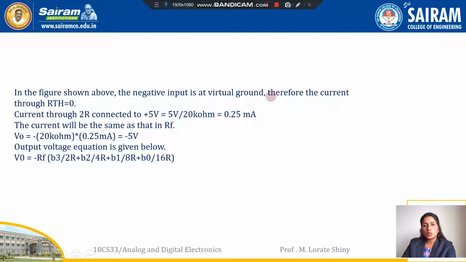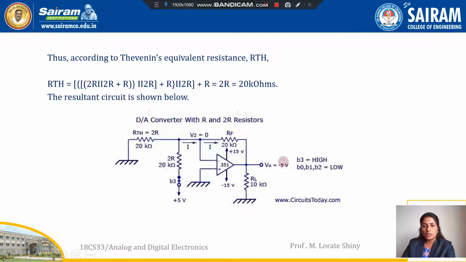So now we have to calculate the total current, and V0. For that, we should know the current flowing through the feedback resistor, because the formula for V0 is equal to I into R, where I is the current flowing through the feedback resistor and R is that feedback resistor value. So first we need to calculate the current flowing through the feedback resistor. For that, we have to find the current flowing through this 2R resistor. Here the current formula is V by R. V is 5 volt because this resistor is getting 5 volt. 5 volt divided by 20 kilo ohm is equal to 0.25 milliampere.